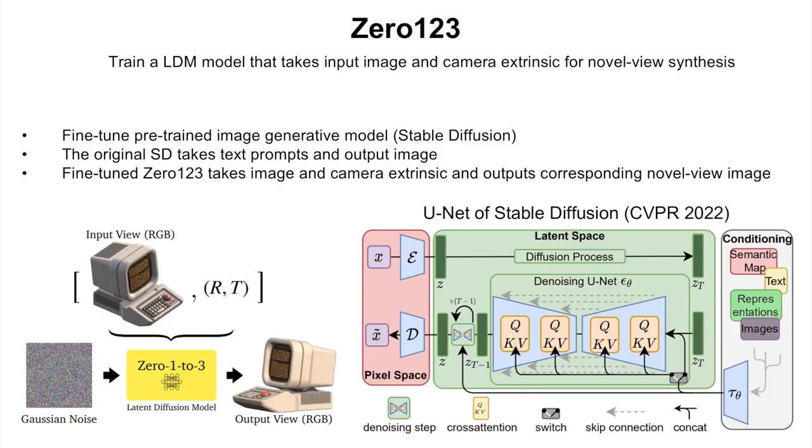So what we do is fine-tune pre-trained image generation models. This is Stable Diffusion, introduced at CVPR 2022. The original Stable Diffusion takes a text prompt and outputs an image, right? It's a text-to-image model, so there's a conditional text. But this one, there's no text prompt, just the input image and R, T. These are the conditions. So it fine-tunes the pre-trained Stable Diffusion. It removes the text prompt and adds the image and R, T as conditional information. That is all, actually. It takes the pre-trained Stable Diffusion model, removes the text prompt, and replaces it with the image and camera extrinsics to get novel images.